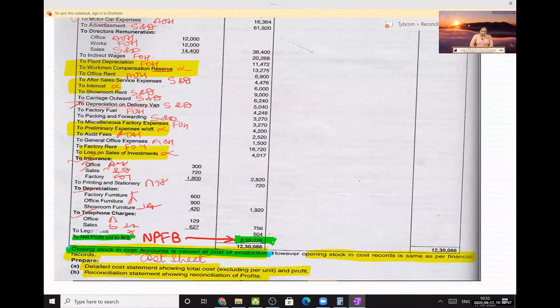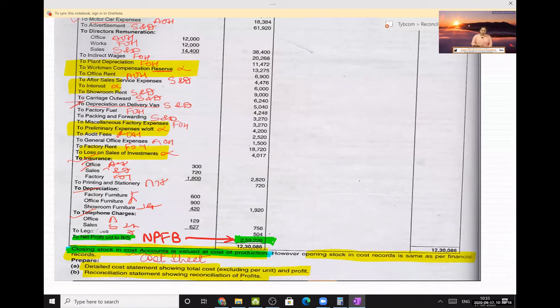Closing stock in cost accounts, that is the cost sheet, is valued at cost of production, meaning FIFO. However, opening stock in cost records is the same as per financial records. So opening stock of finished goods in cost books will be the same as what is there in the P&L as per the sum. Only for the cost sheet, closing stock will be on the basis of FIFO.